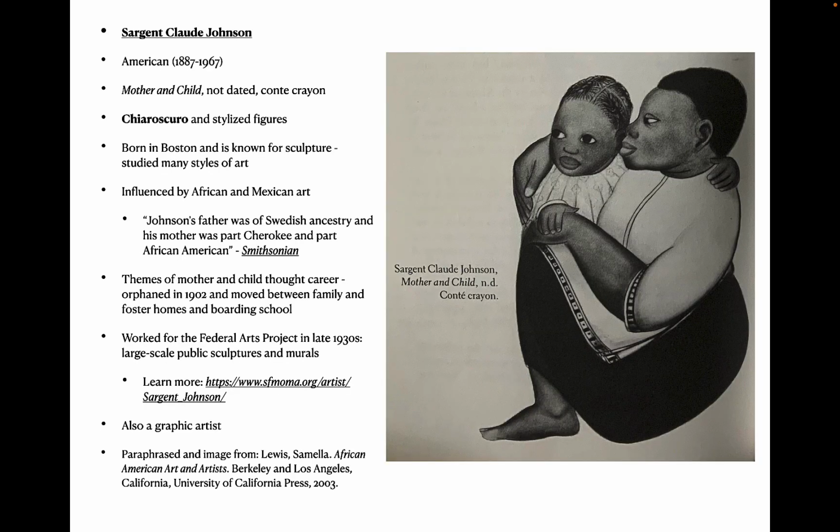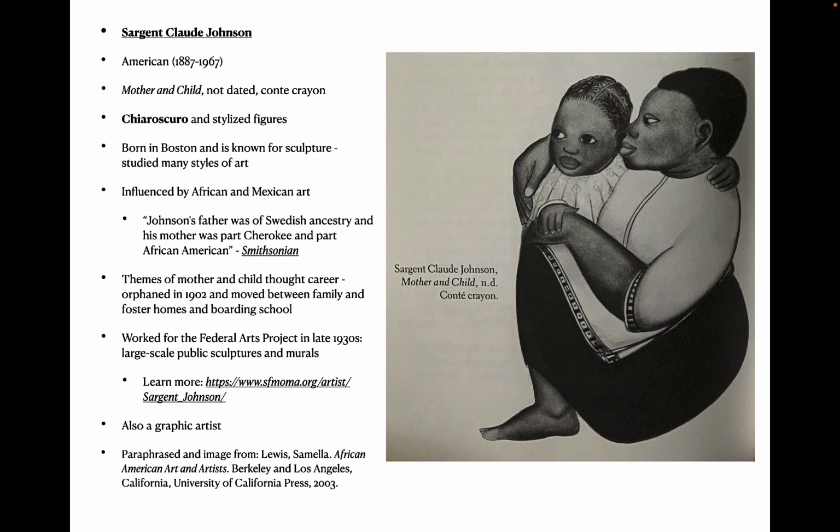This is Sargent Claude Johnson, an American artist, not still living. He died in 1967. This is called Mother and Child. And I just think it's nice to look at these mother and child themes. It's a big theme in art. The difference, Leonardo is doing the same kind of imagery, the mother holding and embracing the child. And I want you to notice the chiaroscuro and the volume created here too.